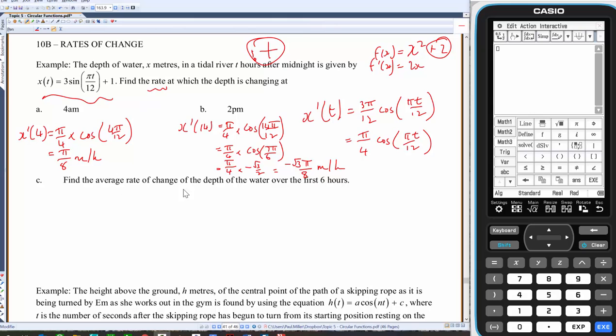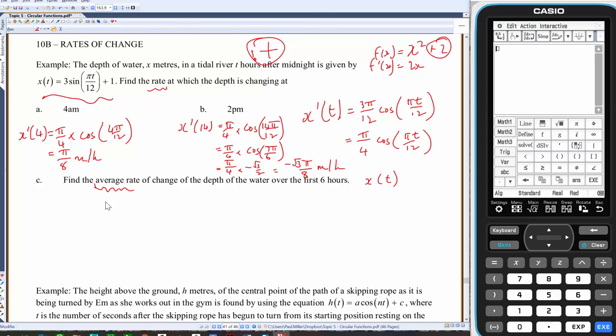Okay, and now for the average rate of change of the depth of water over the first 6 hours. So remember, what we do for average rate of change, it's a well-written question because notice how we've swapped from derivative, found the derivative, now we're going to the average rate of change. And remember, we talk about the average rate of change in terms of the original function, not the derivative function.